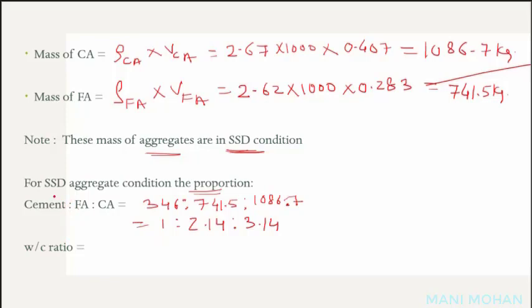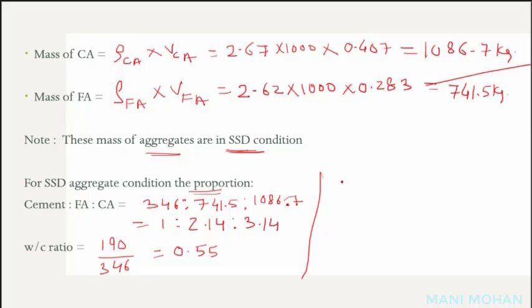So if you have saturated surface dry aggregate, the mix design proportion will be 1:2.14 to 3.14. It means 1 part cement, 2.14 part fine aggregate and 3.14 part coarse aggregate. What will be your water cement ratio? The water content which you are using is 190 divided by the cement content. Cement content which we are using is 346 kg. This gives me the water cement ratio as 0.55.